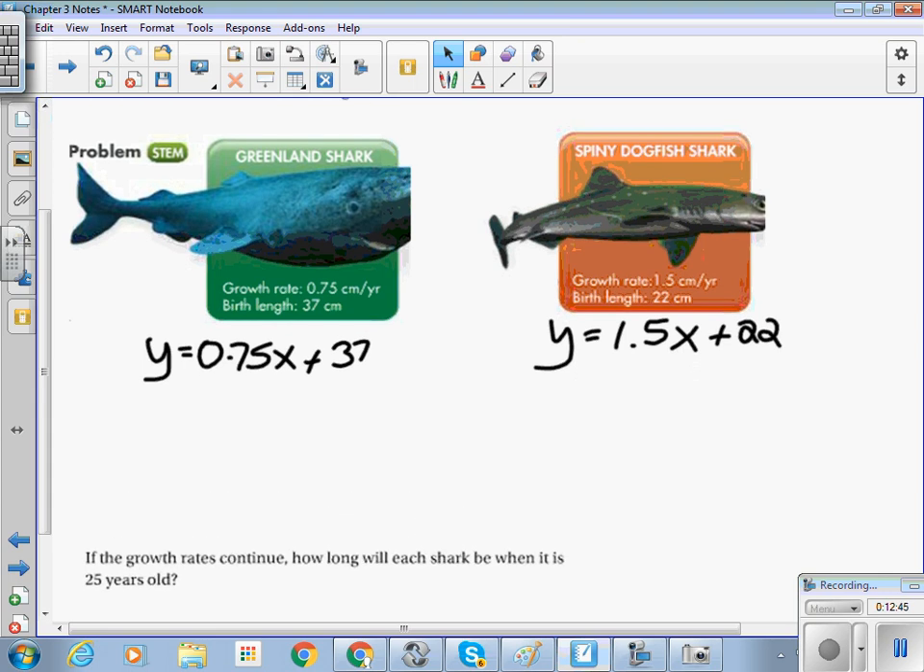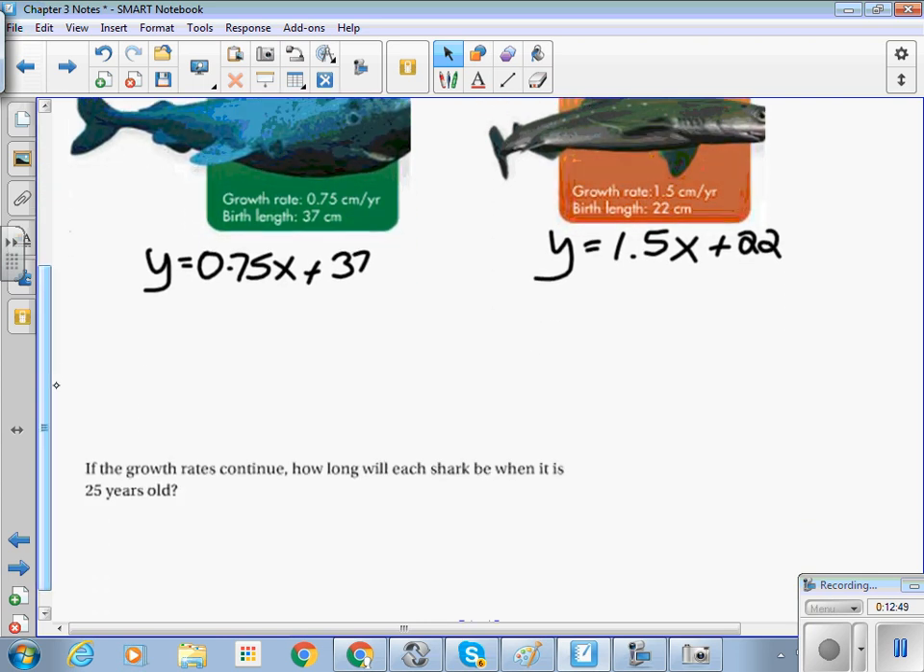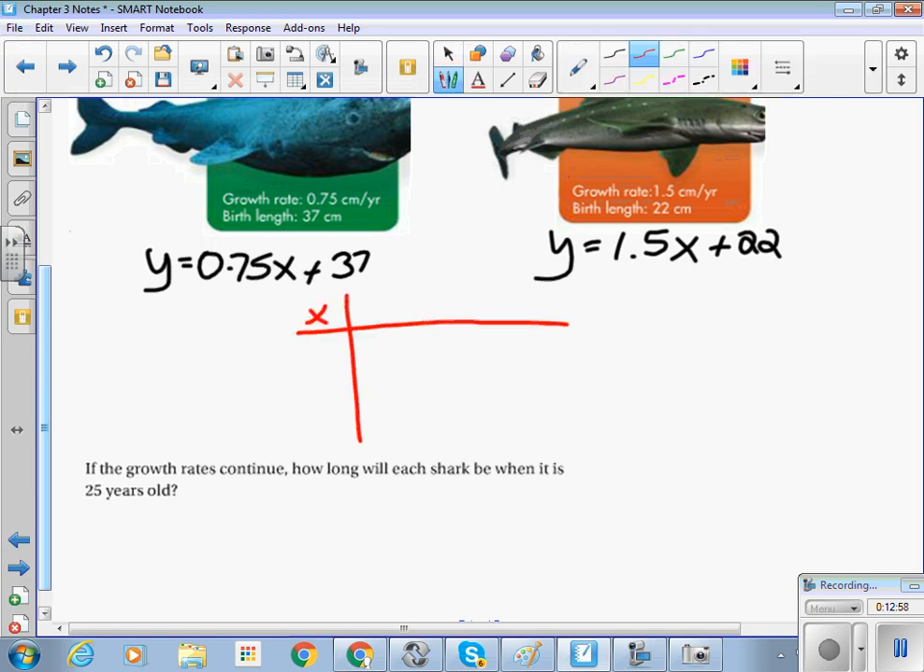So we need to find, the question says, when should they be the same length?